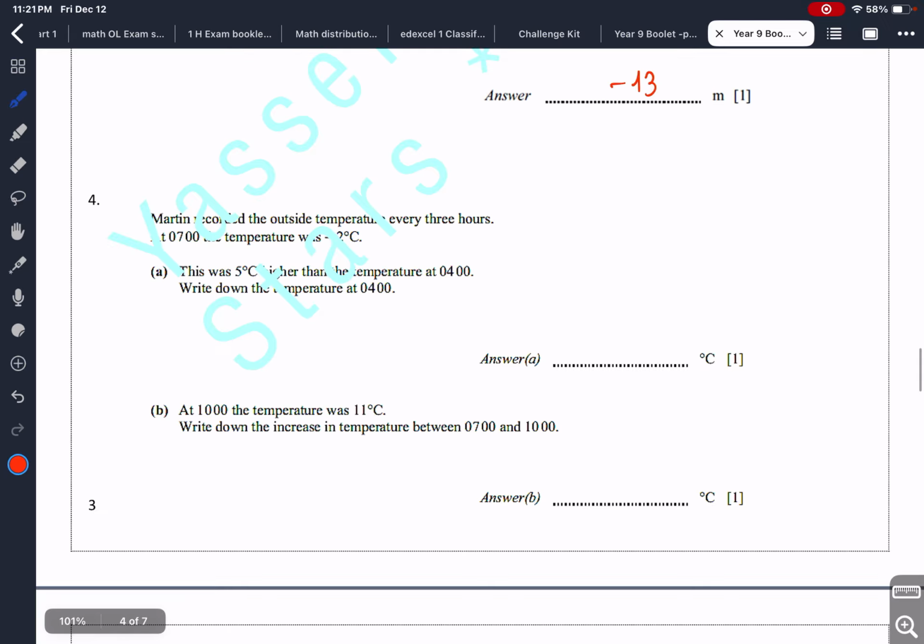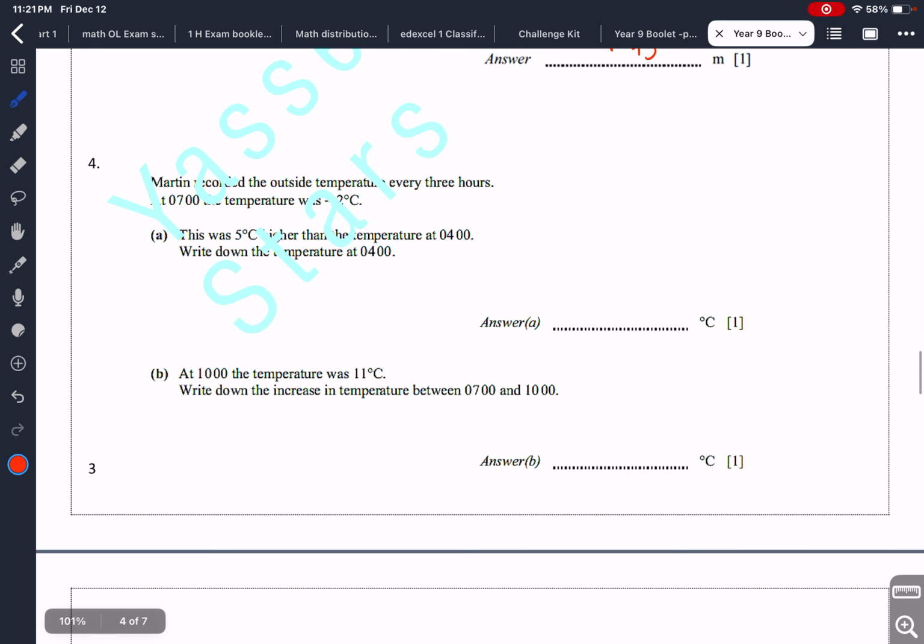Here this question, because the watermark is not clear, you don't need to bother with it, okay?